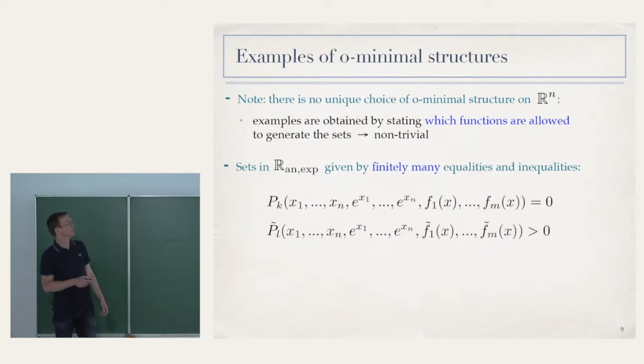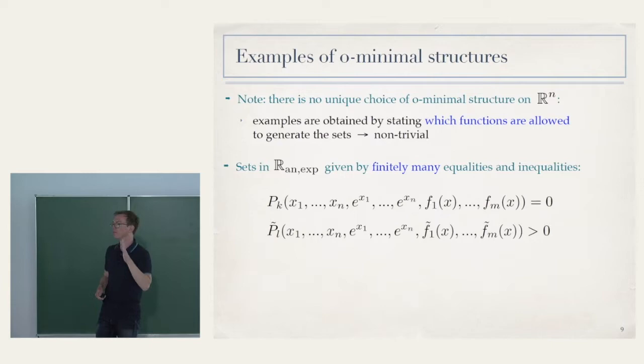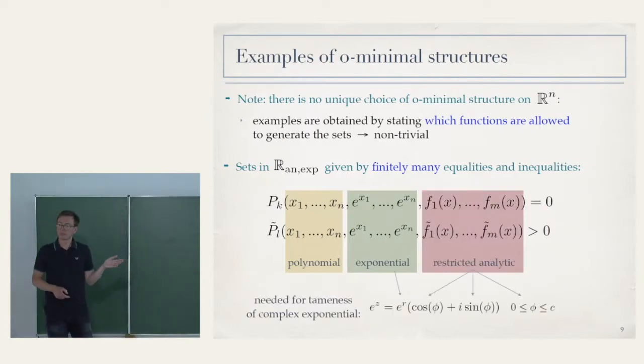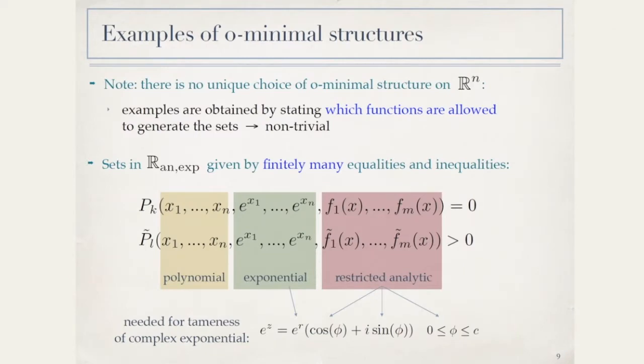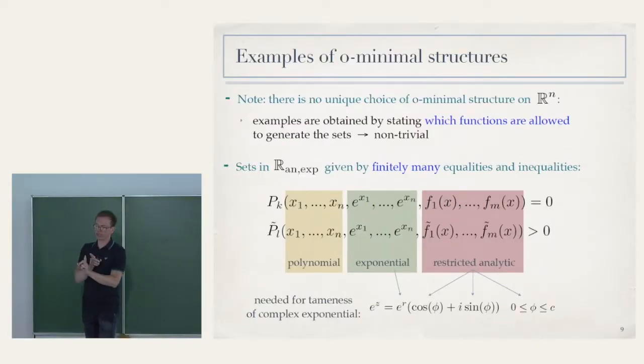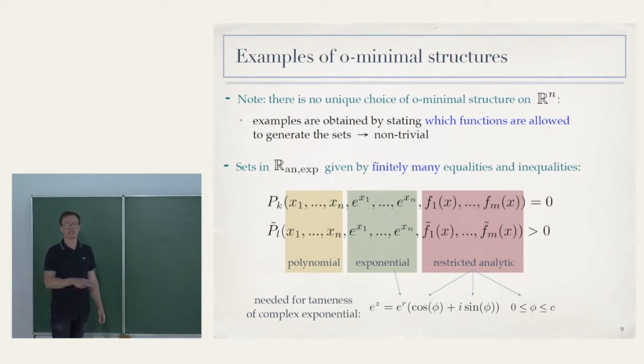So what do the sets look like? Well, they are generated by finitely many equalities and inequalities, which contain polynomials, the exponential function, and any restricted analytic function. So why is this structure so important? In fact, this will be the most important structure, because it is this structure which makes the complex exponential into a tame function if you restrict the angle. You have to restrict, because otherwise the sine and the cosine would have infinitely many zeros. But if you restrict this phi to a finite interval, then it's a restricted analytic function. Cosine and sine are analytic, and if you restrict them, then they are restricted analytic. So you need these parts, and the exponential you need, obviously, because there's the exponential here.